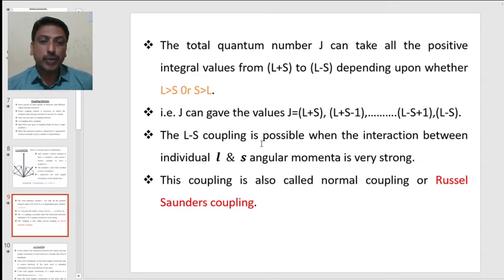LS coupling is possible when the interaction between the individual L and S angular momenta is very strong. Otherwise, JJ coupling is going to dominate. This coupling is also called normal coupling or Russell-Saunders coupling.